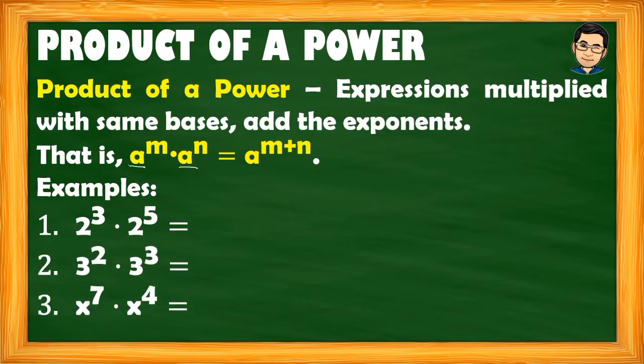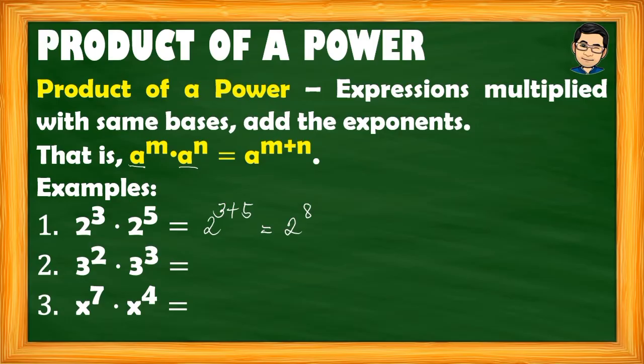So let's have number 1. 2 cubed, or 2 to the third power, times 2 raised to the fifth power. As you can see, pareho po ng base which is 2. So ang gagawin lang po natin, 2 raised to 3 plus 5 equals 2 raised to the sum of 3 and 5, which is 8.